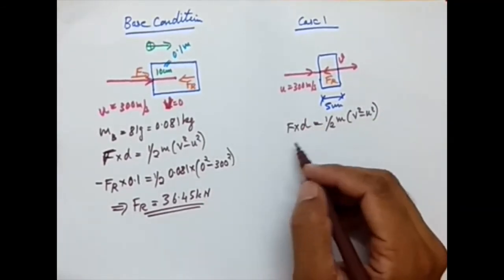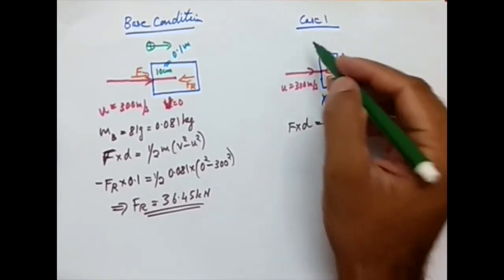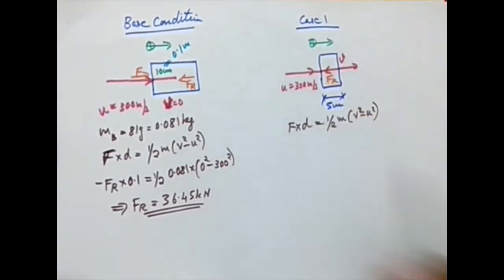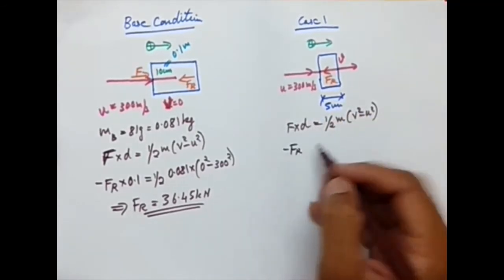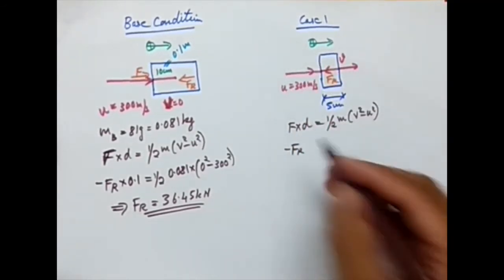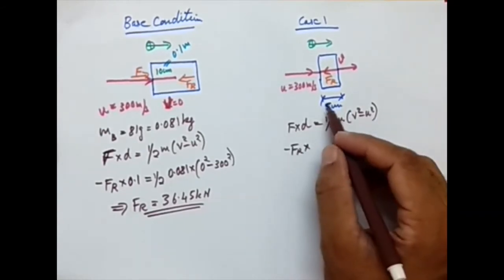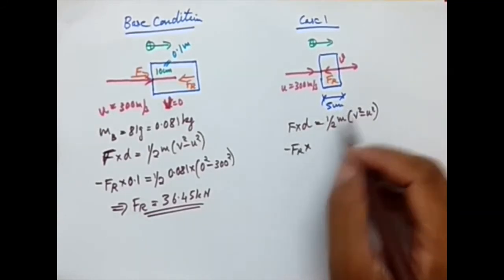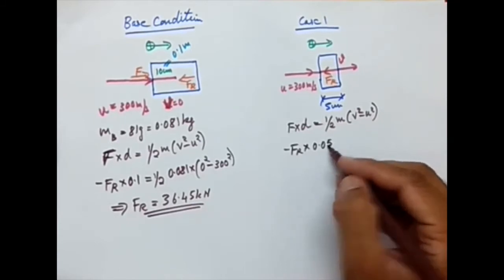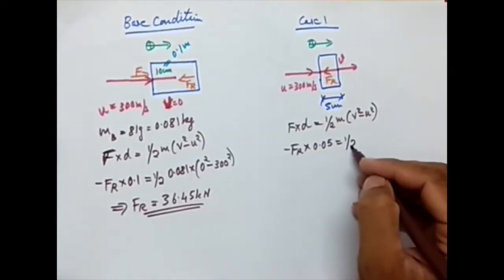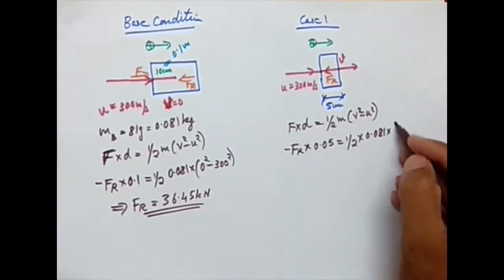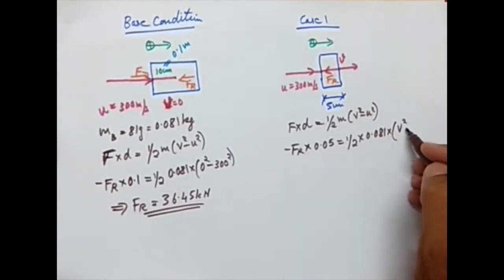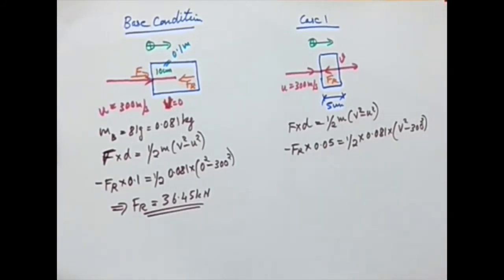So here also I need some sign convention. I am following the same thing that I used in the last case. So I'm going to get minus Fr, because positive is to the right, Fr is to the left, times the distance traveled is 5 cm. 5 cm means 0.05 meters. Is equal to half times mass of the bullet is 0.081 kg, it is given. V square is the unknown, minus u square, it is given in the problem, which is 300 square.